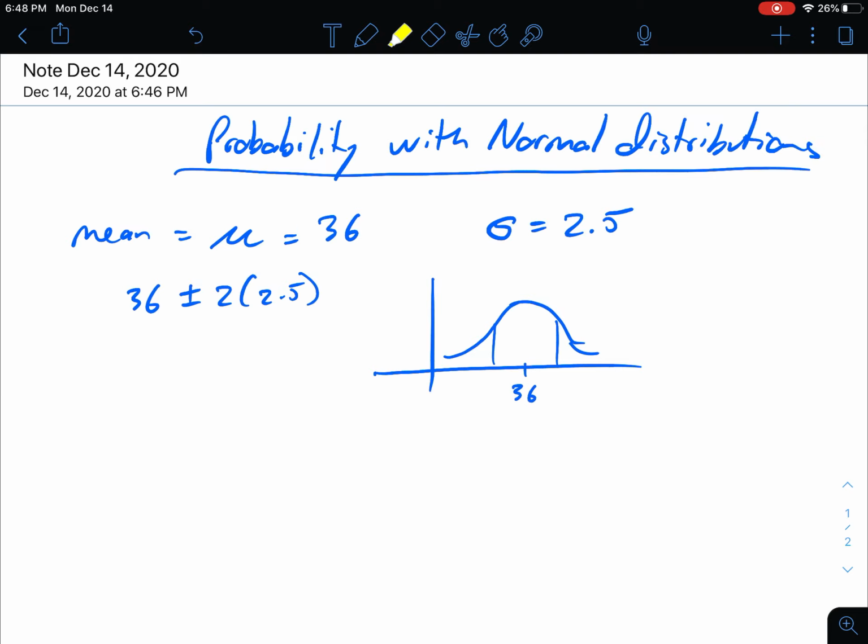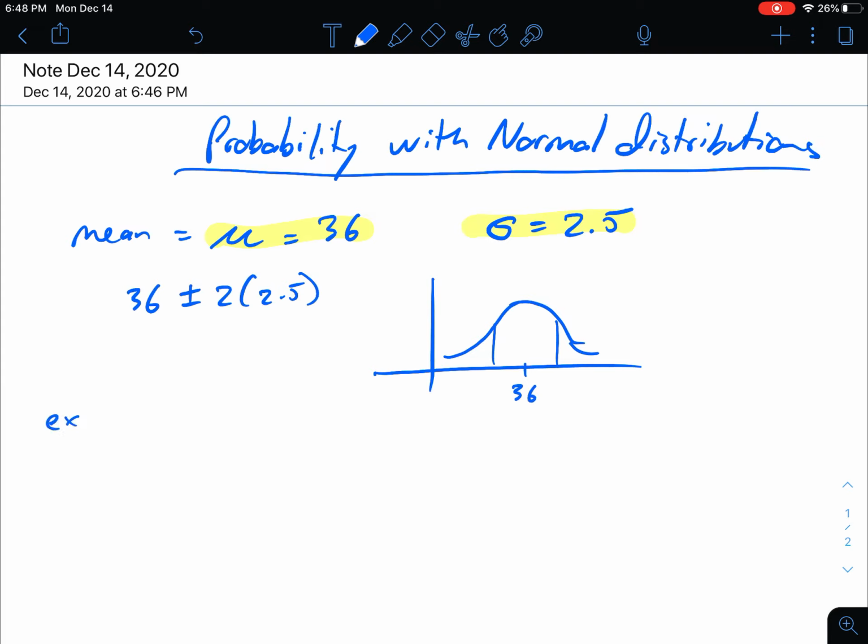Now, let's say we know these two facts: we've got the mean and we've got the standard deviation. We can actually work out the probability of certain events occurring, as long as we know that it's normal. If it's not normal, this won't work. But if it is normal, then we can do some different calculations.